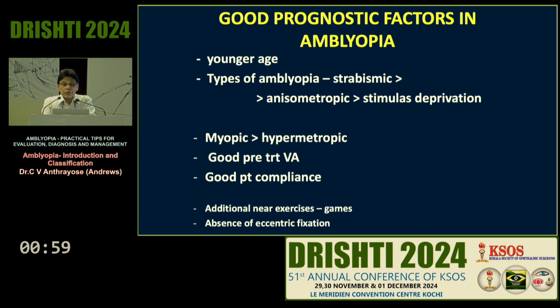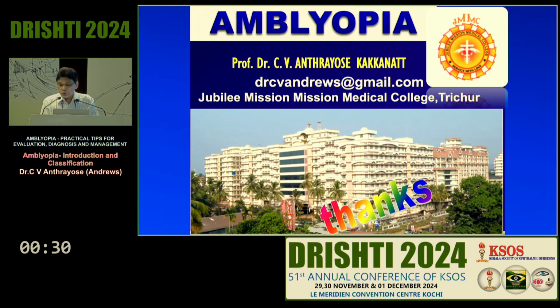Good prognostic factors in amblyopia: the younger the age, the better the prognosis. It depends on the type of amblyopia also. Better prognosis is in strabismic, followed by anisometropic, and finally stimulus deprivation or media opacity. Myopia has a better prognosis than hypermetropia because near vision is not much affected. A patient with good vision pre-treatment will have a good prognosis, and good patient compliance is the most important thing. So thank you very much.